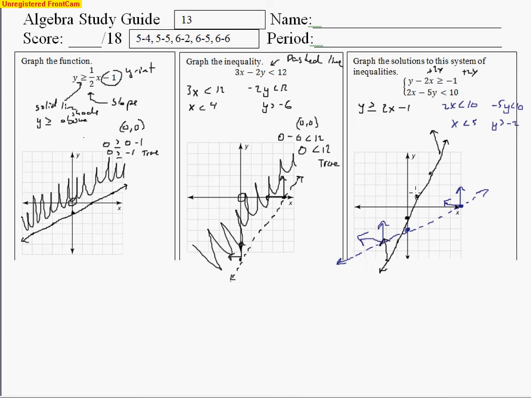So where do they agree? They agree in this region right in here, above both lines, above the black, above the blue. So we'll shade here. So everything in this region is a region in which we'd have true solutions.